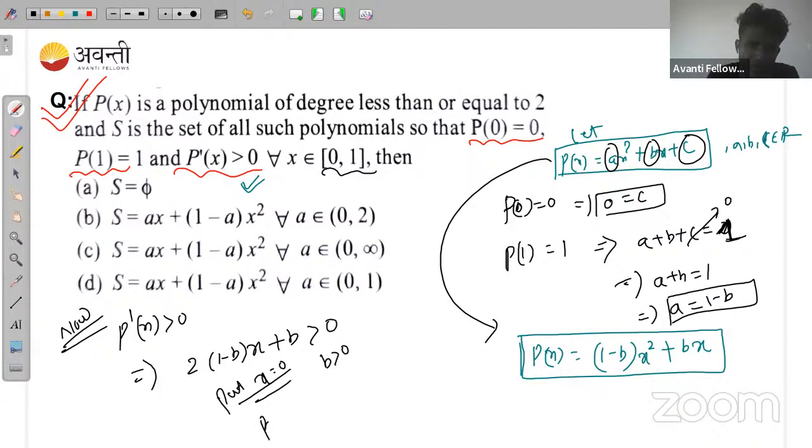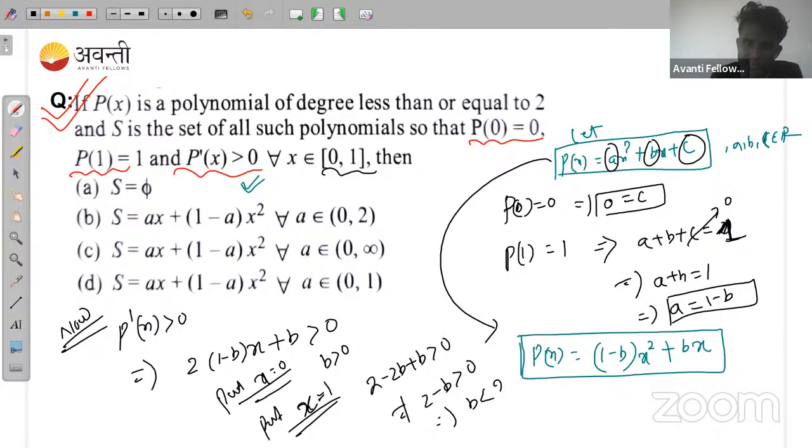Now, if you put x is equal to 1, why am I doing this? Because this condition is given from 0 to 1, now we'll check the extremes. Putting x is equal to 1, what happens here? With 2a minus 2b, it will be 2 minus 2b plus b greater than 0. This will get cancelled. 2 minus b greater than 0, that is b is less than 2. So we got b greater than 0 and b less than 2.